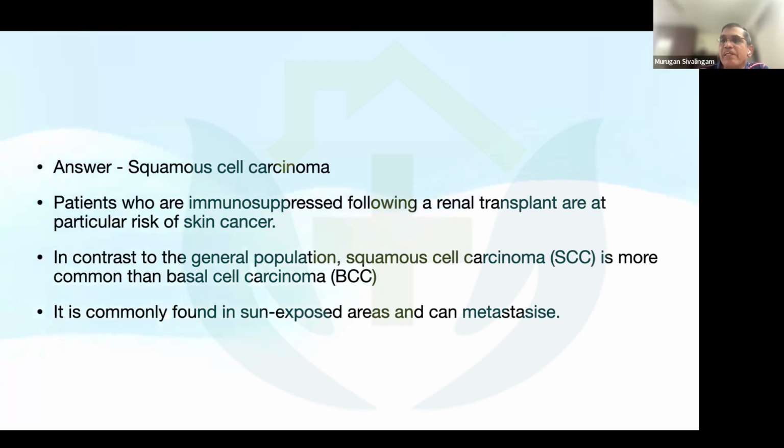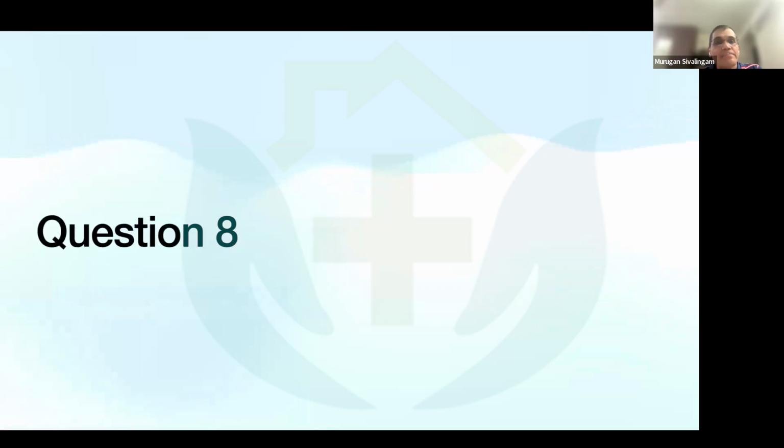If somebody presents with multiple lymph nodes post-transplant, that's something you have to think of. But these patients are also at increased risk of other malignancies, whether it is colorectal cancer, etc. They have a higher risk of malignancy because you are immunosuppressing them. Okay.